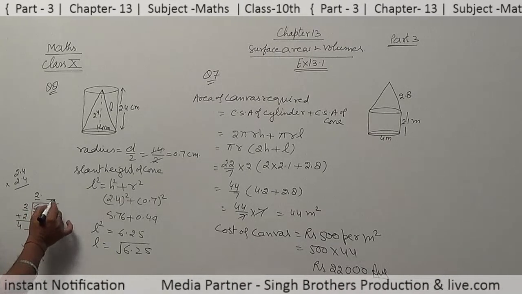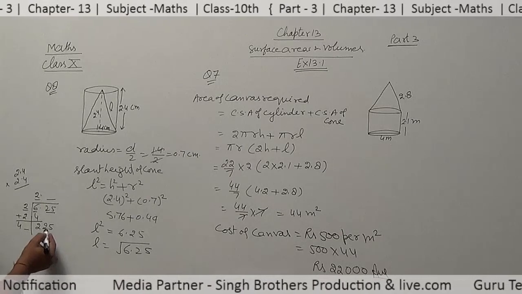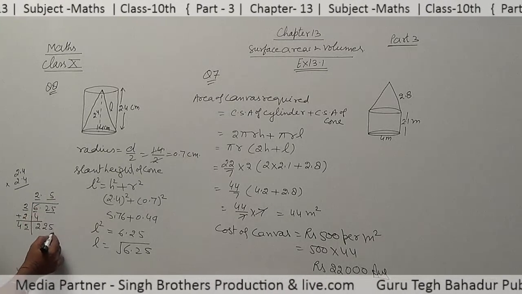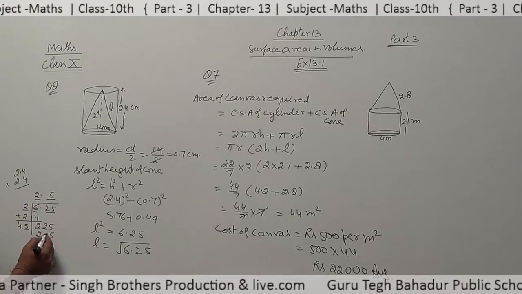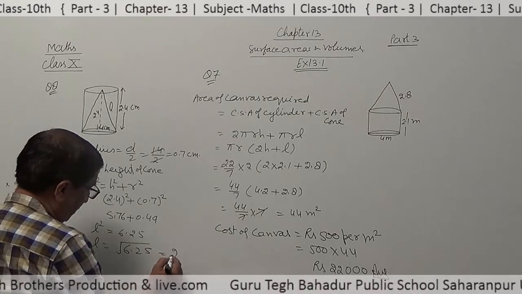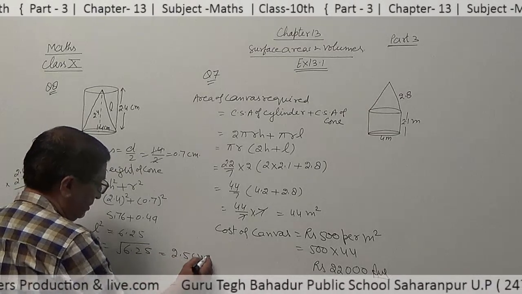Take the same number on both sides. You say here is 5, 5 5s are 25, 5 4s are 20 and 2 is 22. So it will be 2.5 centimeter.